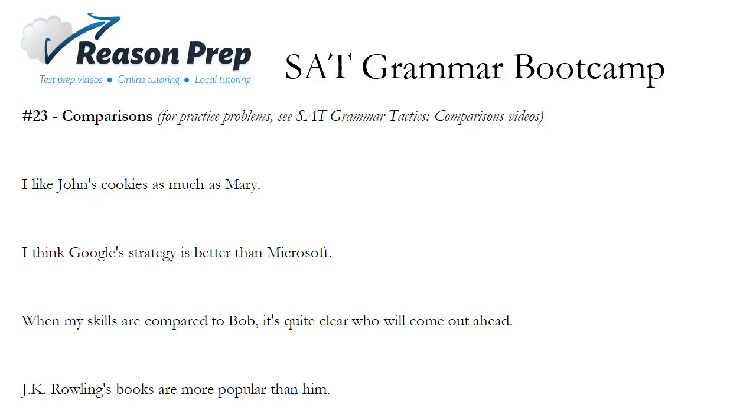Examples. I like John's cookies as much as Mary. So there's some ambiguity here. Is it saying I like John's cookies as much as Mary does? Or is it I like John's cookies as much as Mary's cookies? I don't know, right? So there's an issue here with the ambiguity. We'd have to make it clear in this situation whether this is Mary's cookies or as Mary does, and so on.